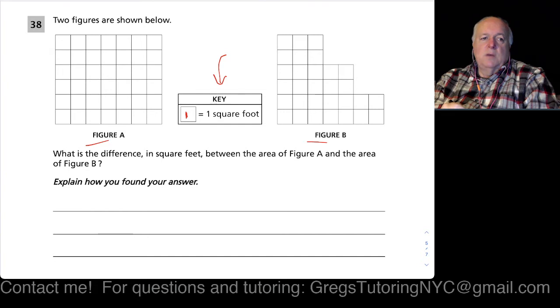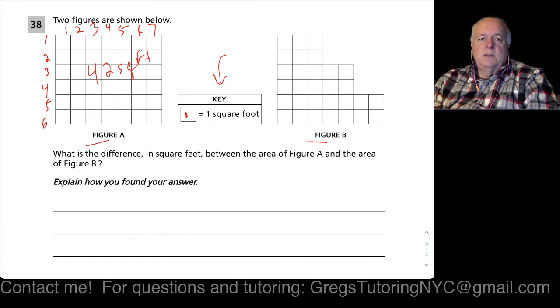So let's go 1, 2, 3, 4, 5, 6. 1, 2, 3, 4, 5, 6, 7. So this whole thing is a 6 times 7. This is 42 square feet. Okay, and we can do kind of the same thing.